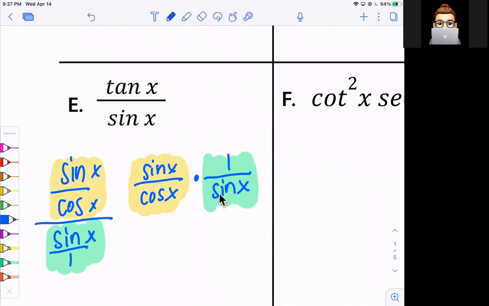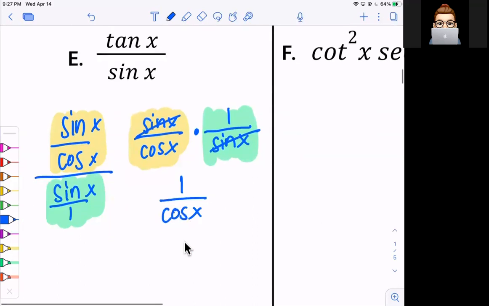Sine x on top, sine x on bottom, it's going to cancel. And I get 1 over cosine x. Remember, 1 over cosine x, that's a reciprocal, right? Cosine is the opposite of secant. So I have secant x as my answer.